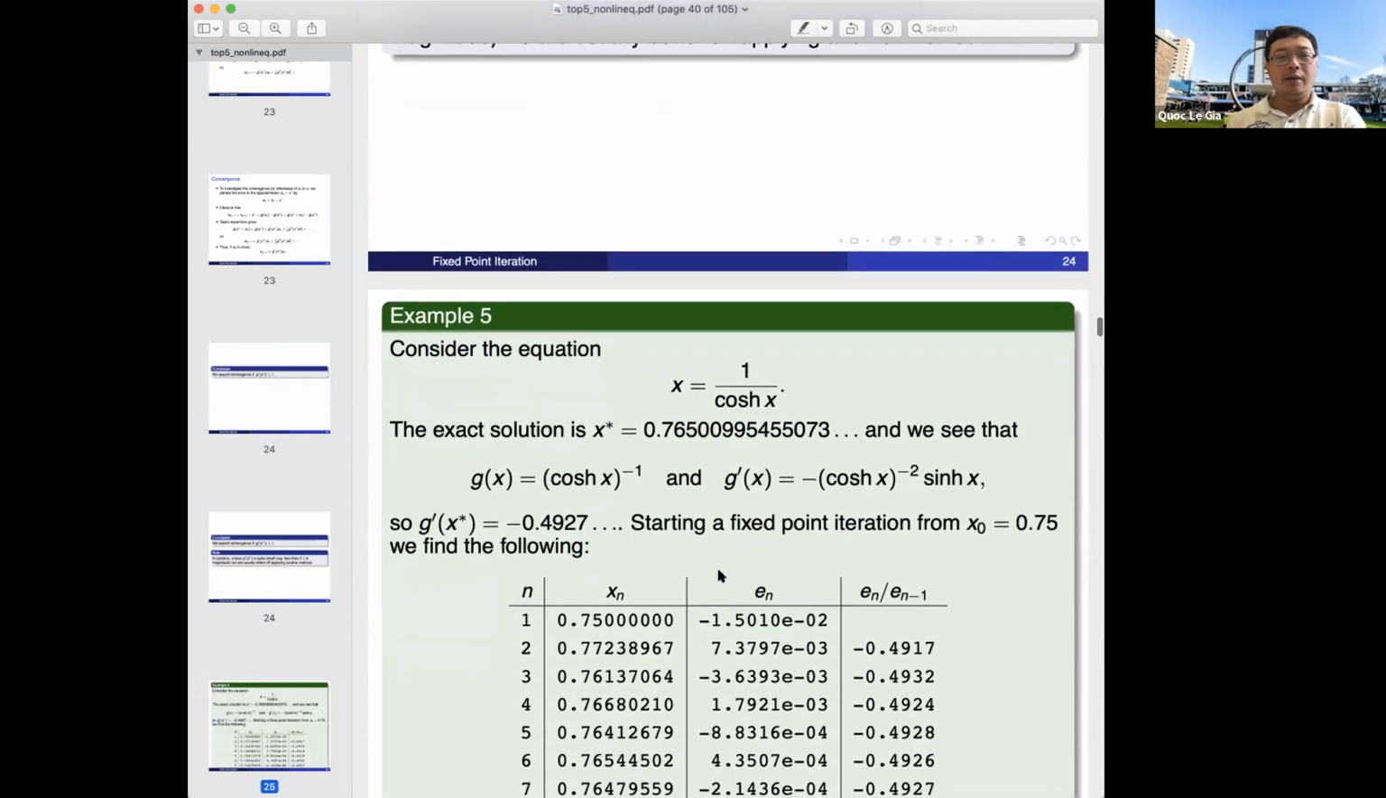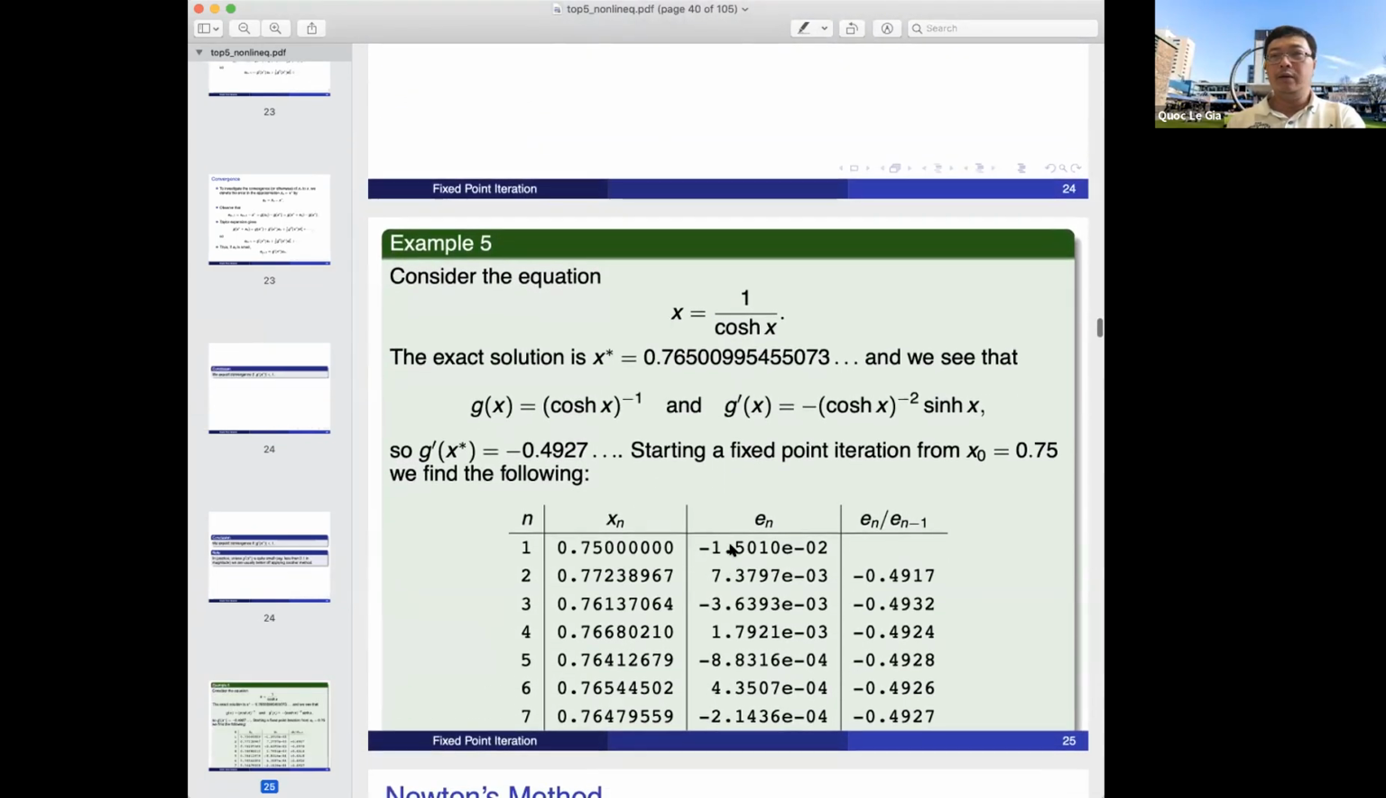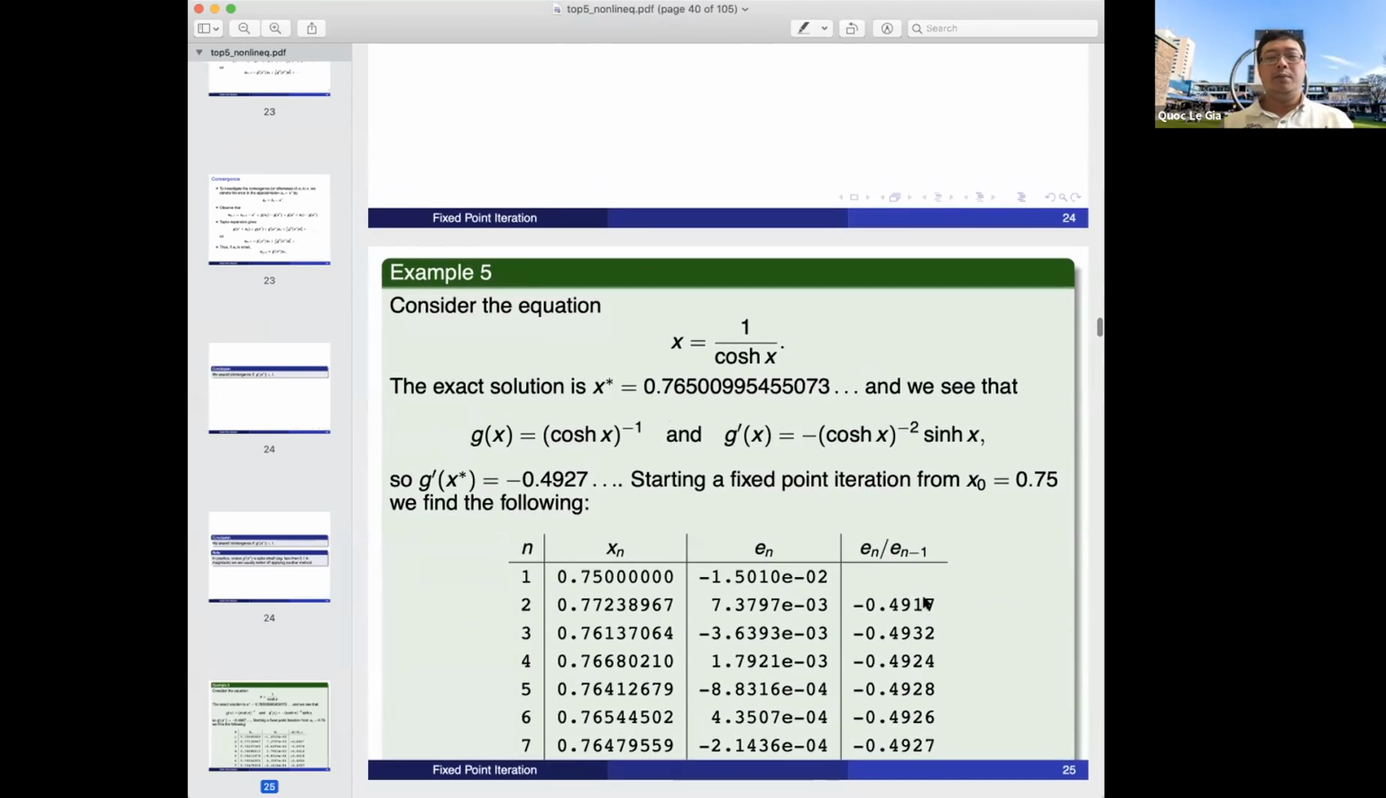And so this one is another example of fixed point iteration. You have x here, you have g of x here, and then g prime is this equation. After a few iterations, you can see that the errors are going down, right? And this one shows that e_n over e_{n-1} is a constant. So roughly it's g'(x*).